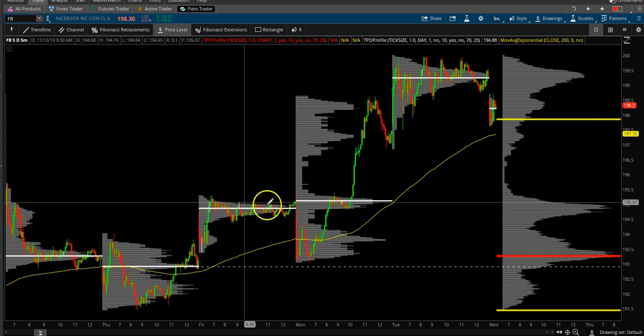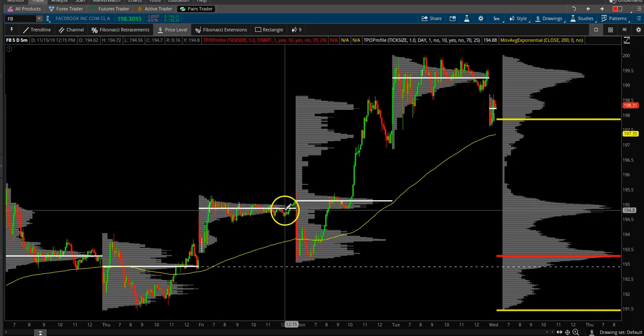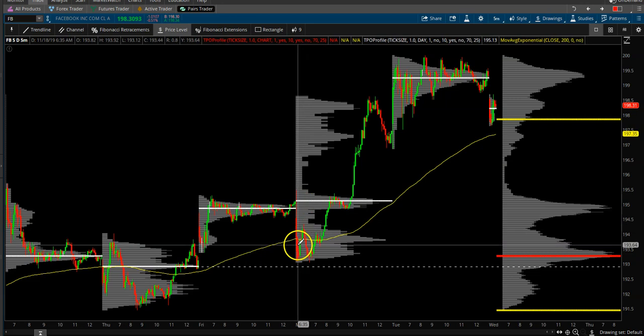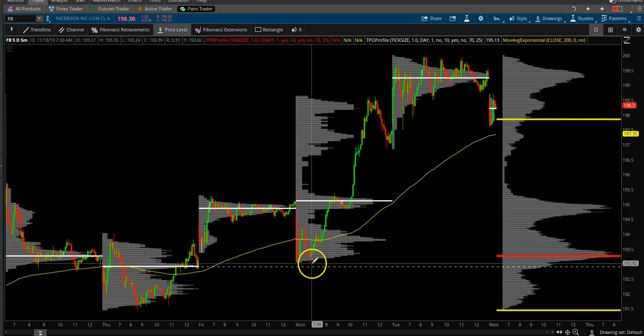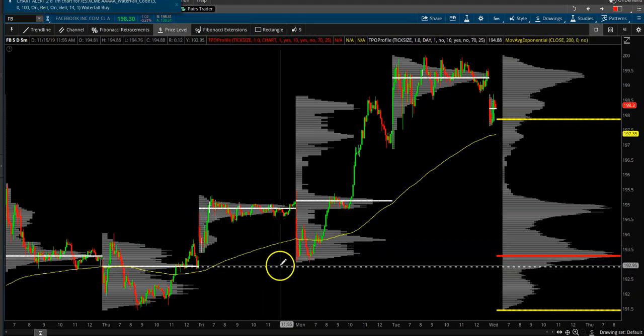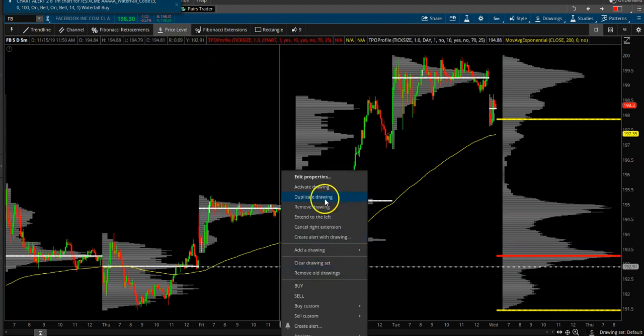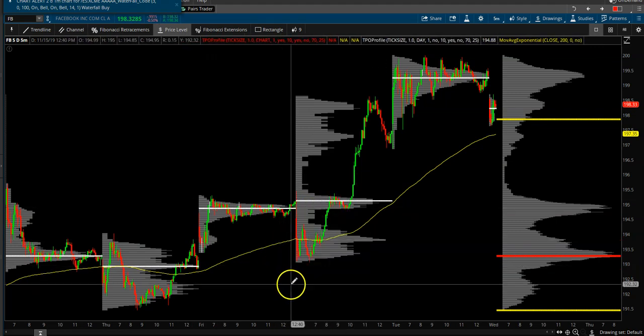So next day, during the day, we go sideways. Next day, we gap low, we open, go lower, and we come right to the point of control. Miss it by a couple pennies. For me, that's close enough. So this is no longer a virgin point of control, so what I'll do is I'll just remove this line.